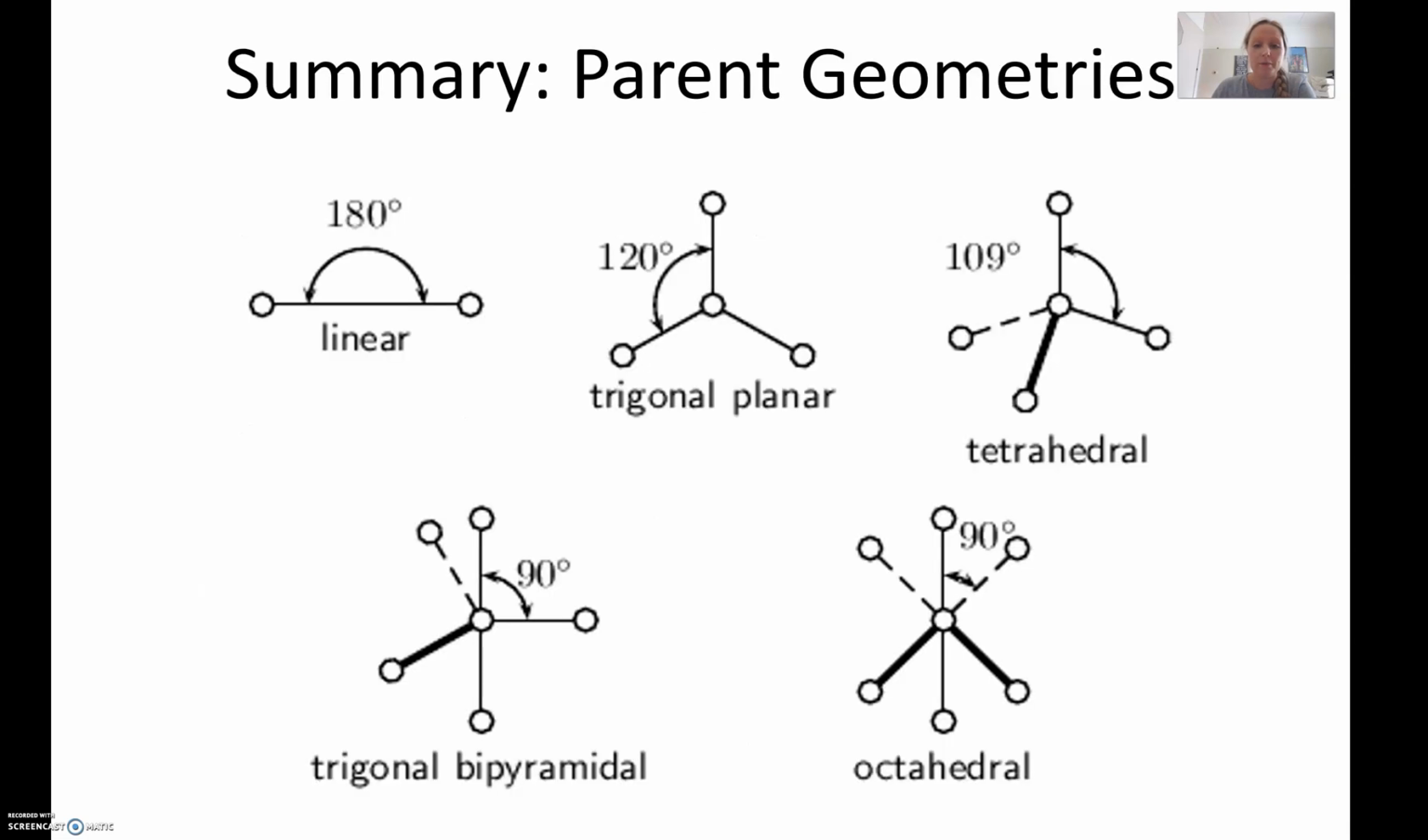Trigonal bipyramid. Perfect. So summary of your parent geometries, you've got linear, trigonal planar, tetrahedral, trigonal bipyramid, and octahedral. This one here should also have a bond angle of 120 here.